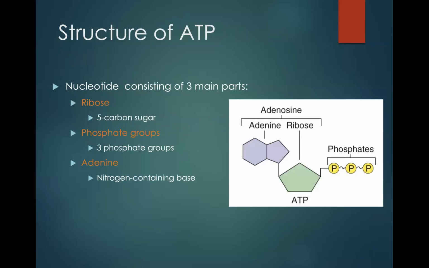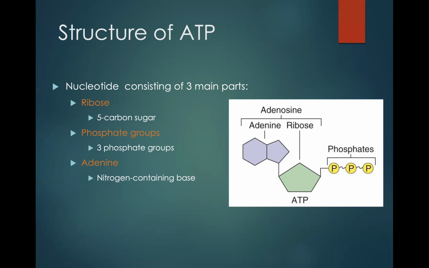So let's talk a little bit about ATP. You should be familiar with the structure of ATP. It is a nucleotide consisting of 3 main parts. It's got that 5-carbon sugar, ribose. It's got 3 phosphate groups, and it's got a nitrogenous base, adenine. If you look at this structure, it looks very similar to the other nucleotides that we talked about when we talked about the structure of DNA. In this case, we've got 3 phosphate groups here. We're going to look to see how this ATP molecule is created from its ADP precursor.